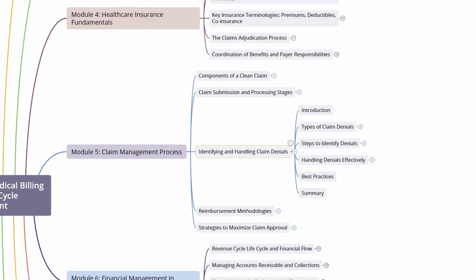Next, identifying and handling claim denials. Despite best efforts, claims may be denied or rejected. This section provides strategies for quickly identifying denial reasons, such as improper coding, missing documentation, or eligibility issues, and effective methods for correcting, resubmitting, or appealing denials to recover revenue promptly.